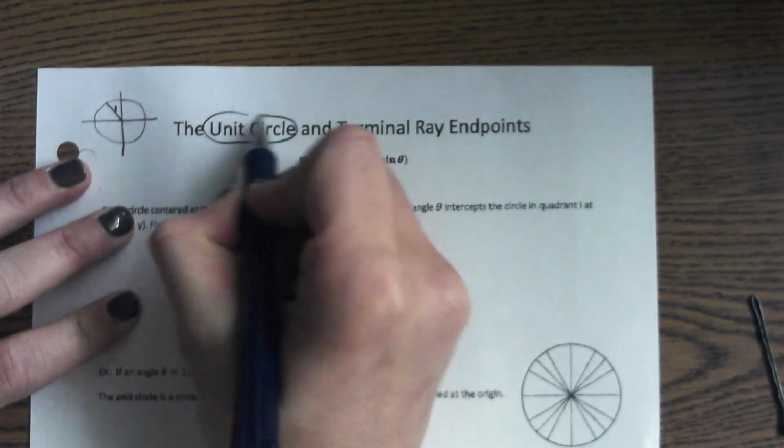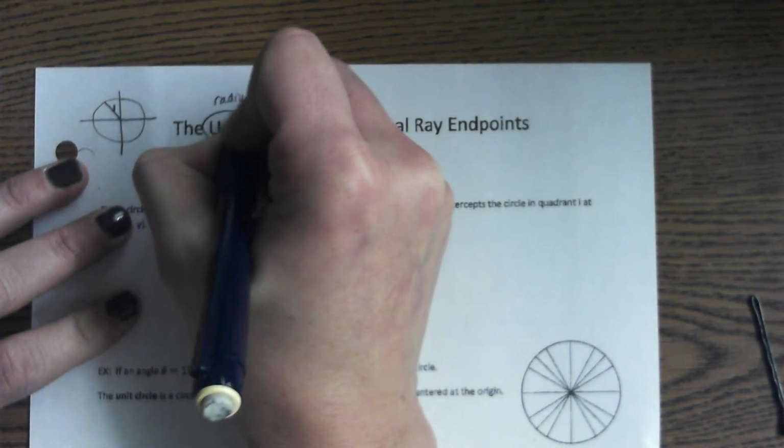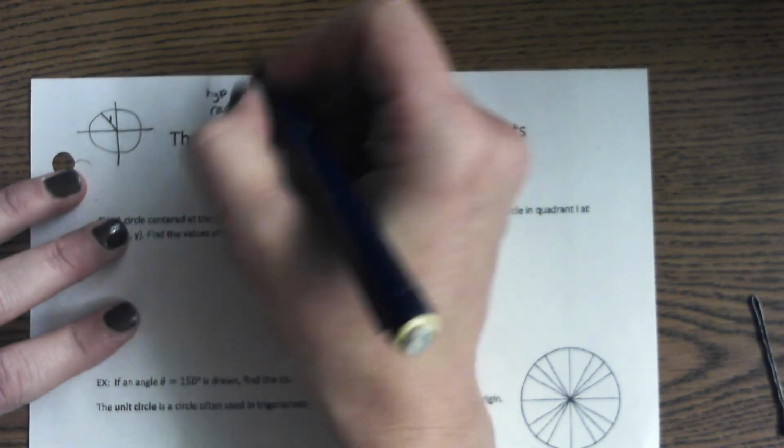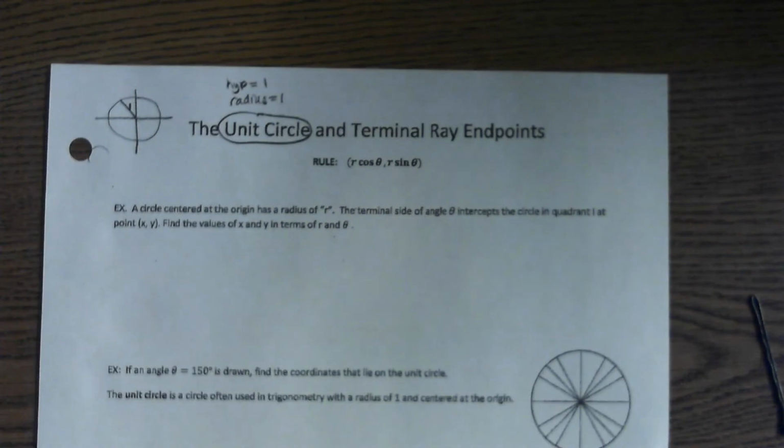So unit circle, you can write radius equals 1. You can write the hypotenuse equals 1. Same thing. Okay? So that's what the unit circle is.